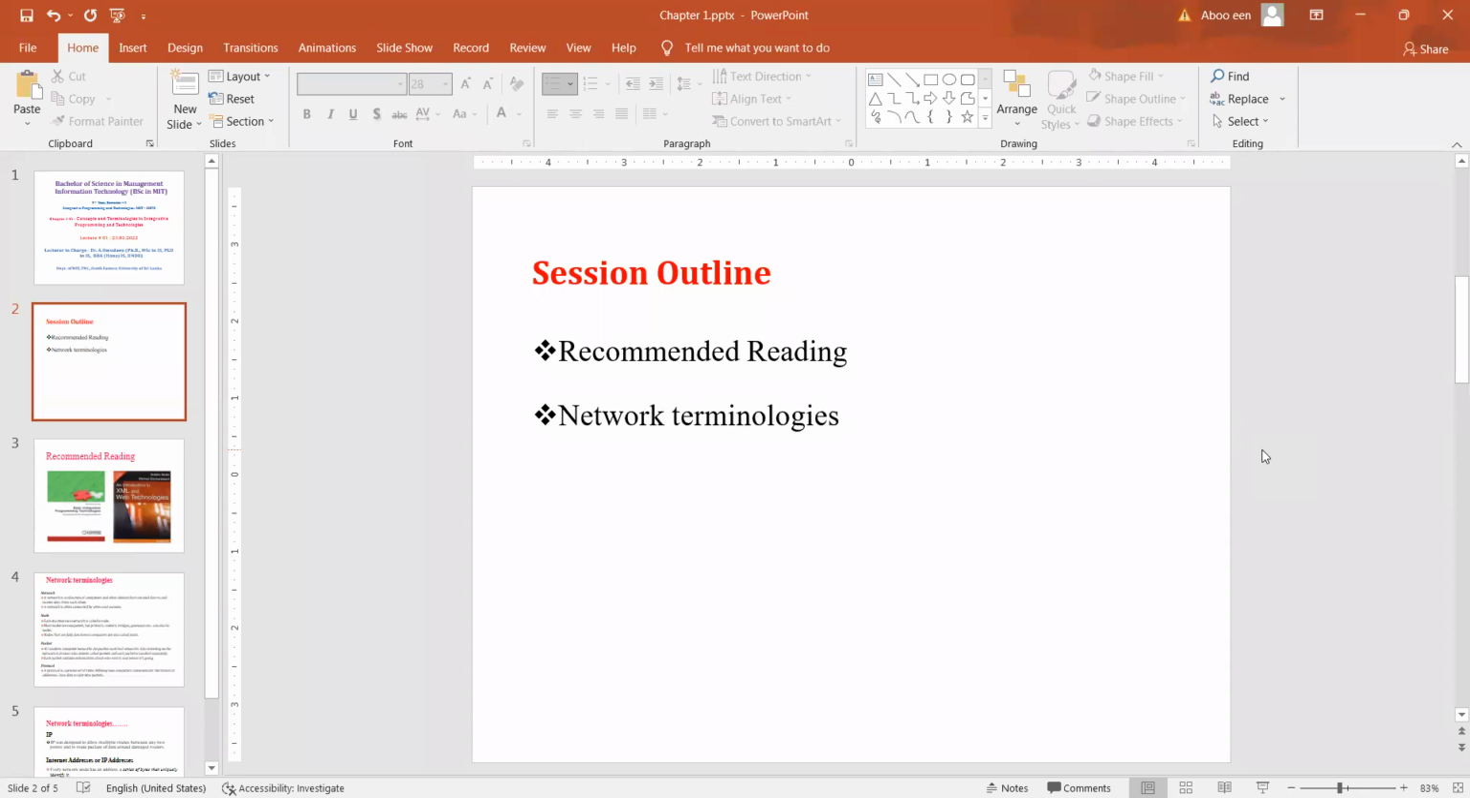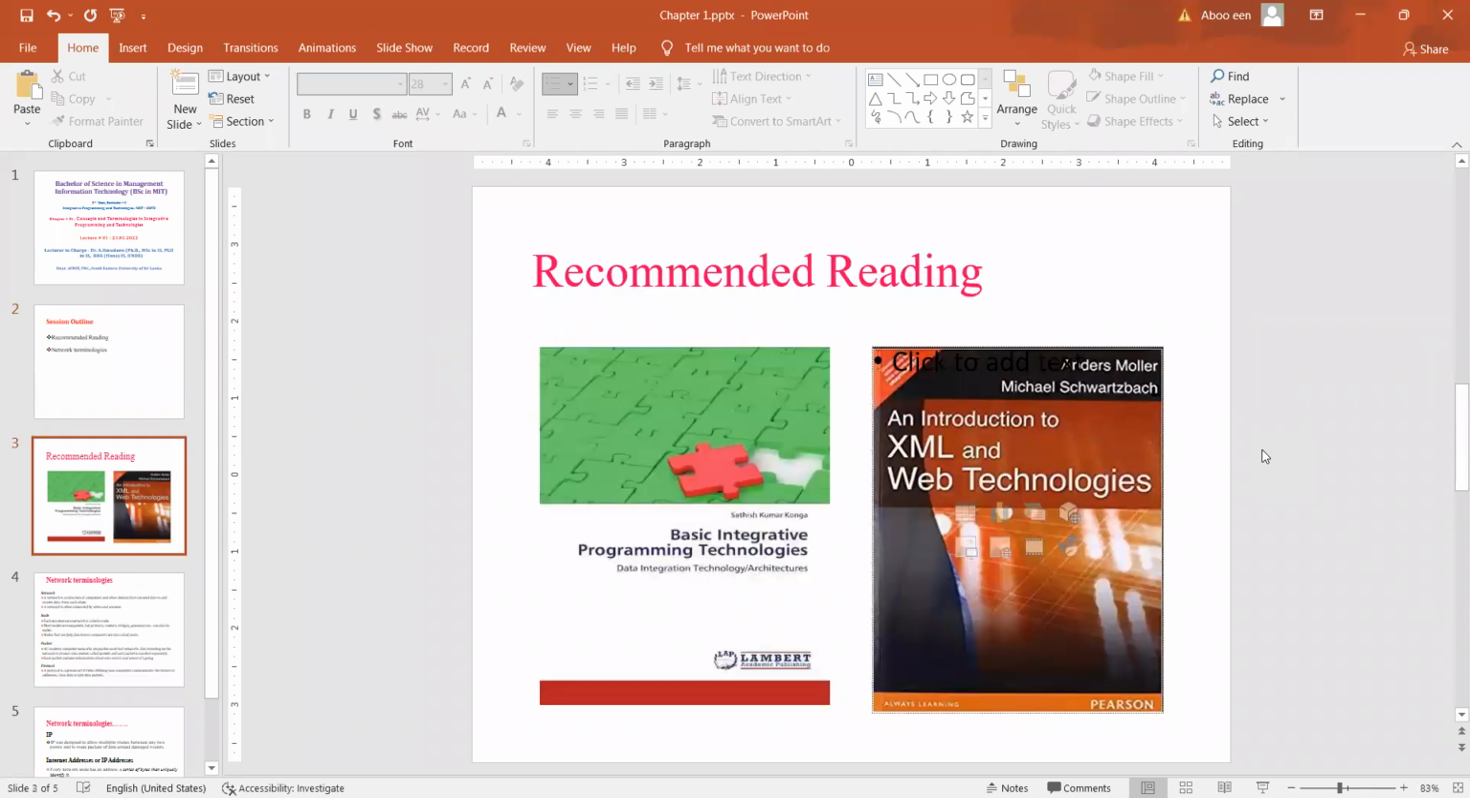First, let me introduce the recommended reading for this module. These are the two recommended readings, and in the next lecture, I will give you some additional recommended reading also. You can look at this first book, Basic Integrated Programming Technologies, Data Integration Technology or Architecture. This is the first recommended reading. The second one is An Introduction to XML and Web Technologies. You can get this book also. If you are able to find the soft copy, you can take it. Otherwise, I will provide the soft copy. Okay.